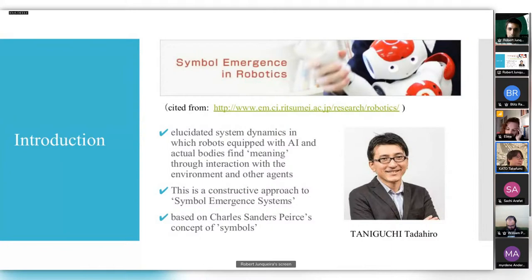As will be discussed in more detail later, symbols do not constitute a fixed dyadic relationship between objects and symbols, but exist in a triadic relationship that includes the interpretants. In the field of cognitive robotics, the idea of symbol emergent systems has been proposed to recognize the dynamic nature of this triadic relationship. This lecture will discuss how Taniguchi's theory of robotics and the theory of symbol emergent systems are supported by the ideas of Charles Sanders Peirce's semiotics, and how Peirce's insights can be utilized in their theory in the future.